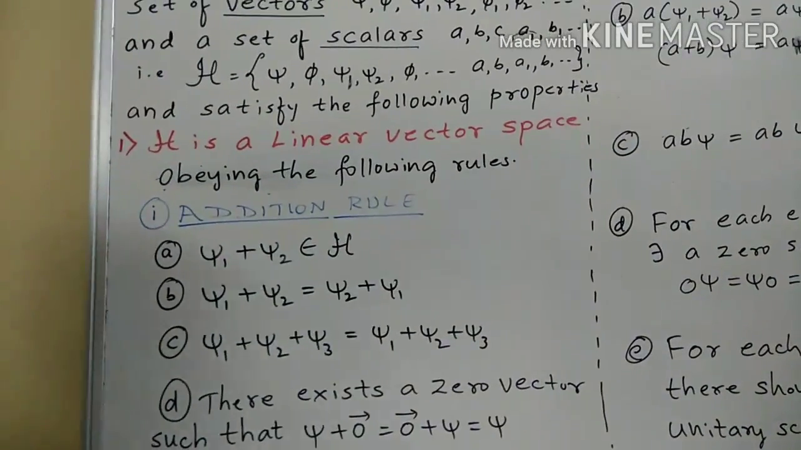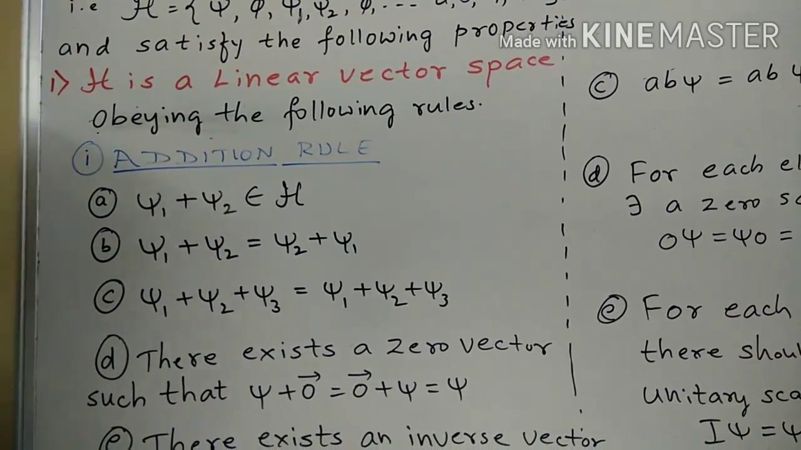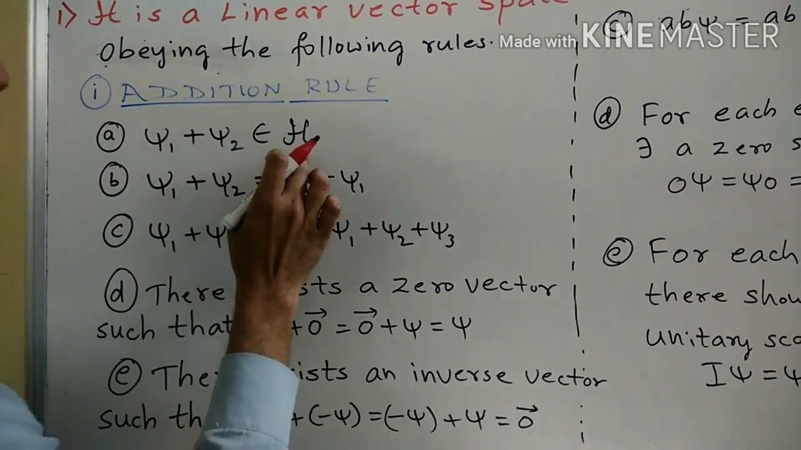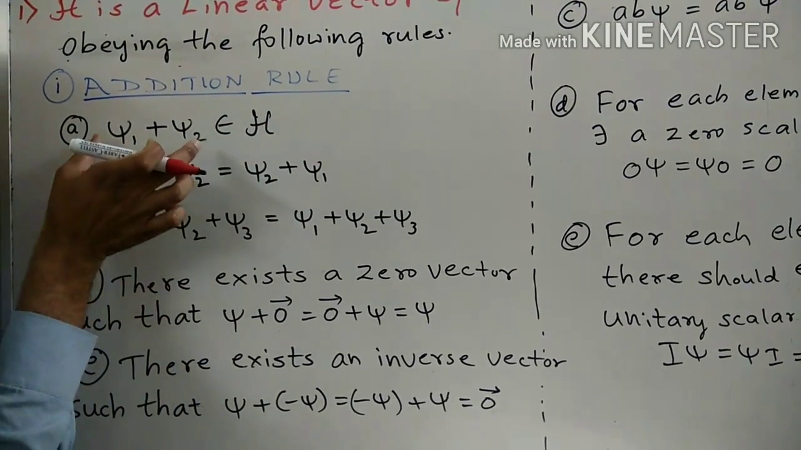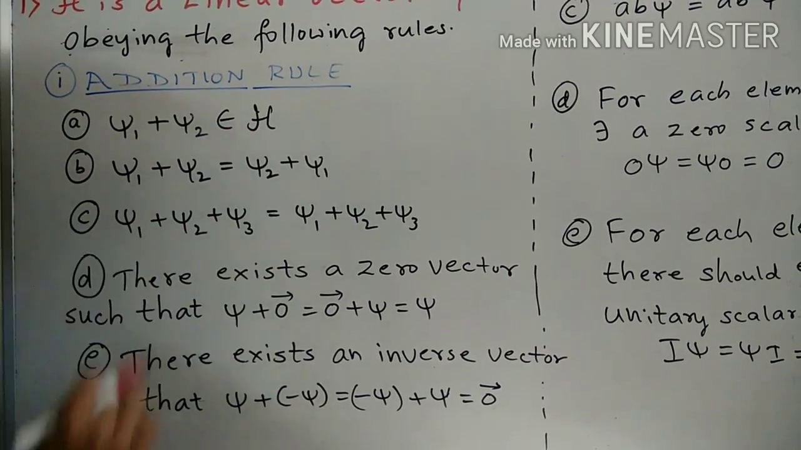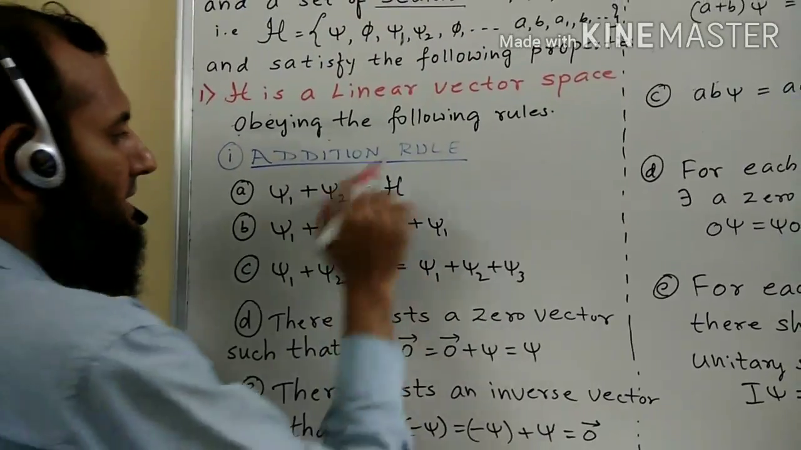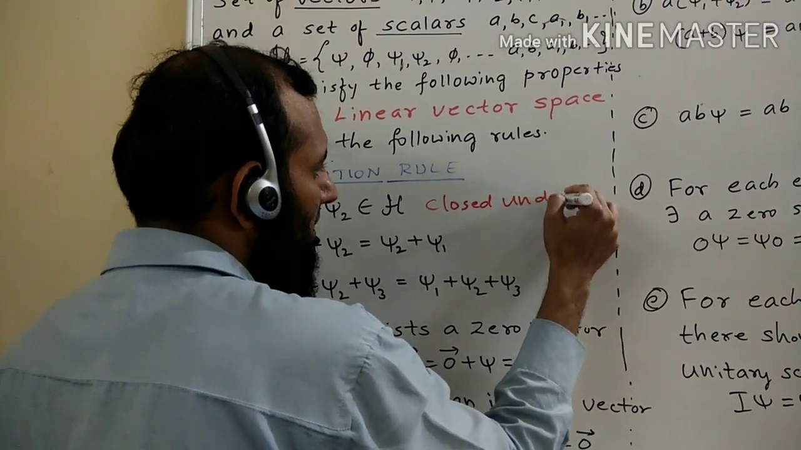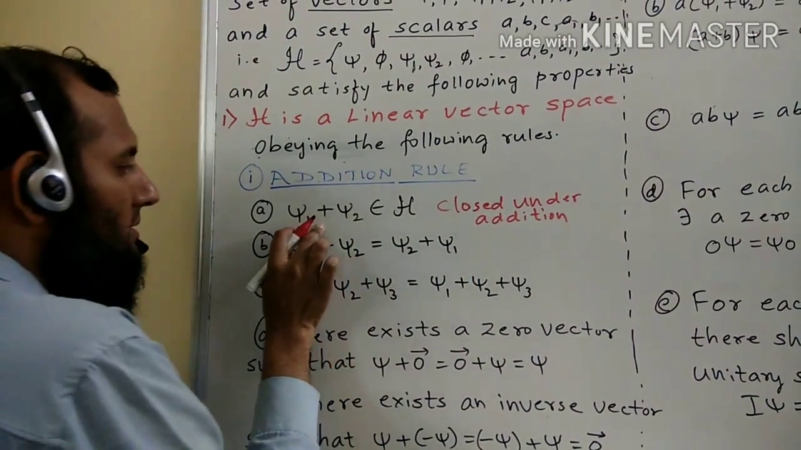The first property which a linear vector space should obey is called the addition rule. Suppose we have 2 vectors belonging to H, psi1 belongs to H and psi2 belongs to H. When we add psi1 and psi2, the answer we get should also belong to H. This property is called the closure property, so this is called closed under addition.